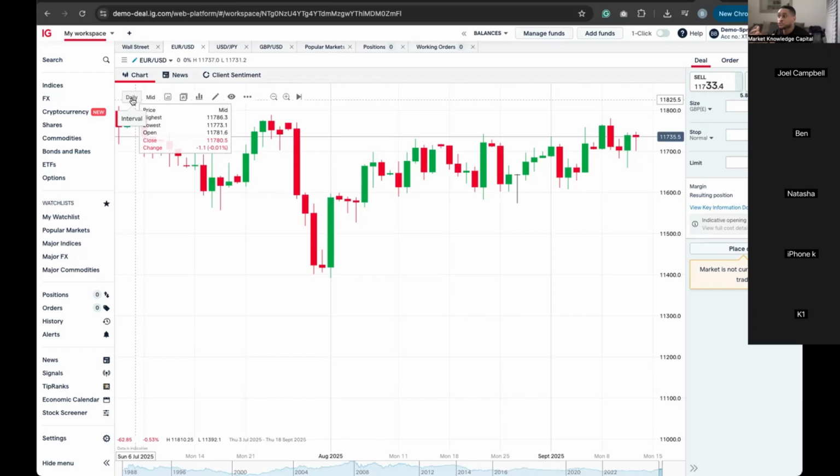Now, the time frame you choose to trade on will all be based on what type of movements you're looking out for and what type of trader you consider yourself to be. Whether you consider yourself to be a scalper, an intraday trader, or a long-term swing trader, all of those variables will have an impact on the intervals and the time frames that you are going to choose to trade.